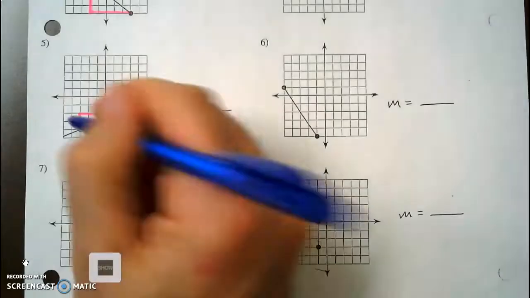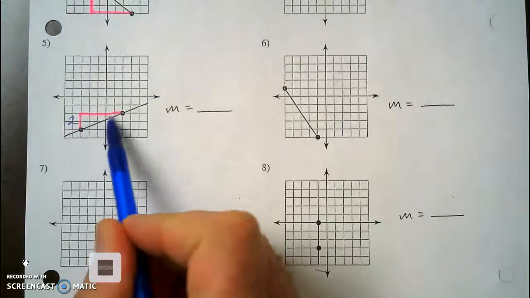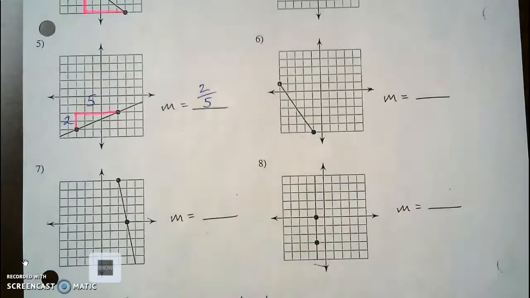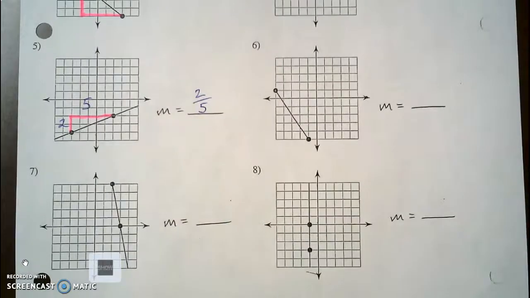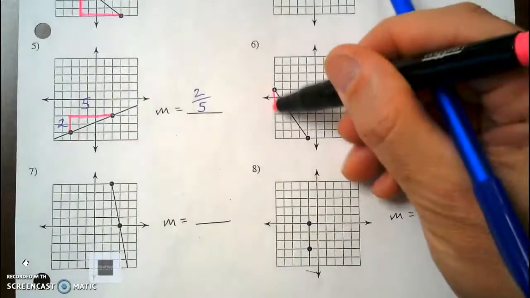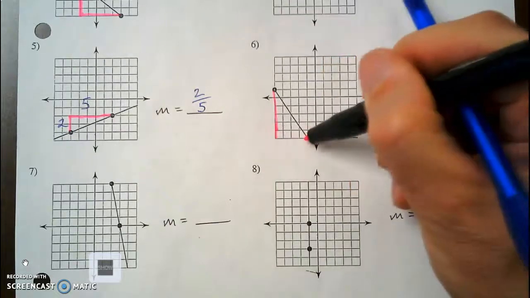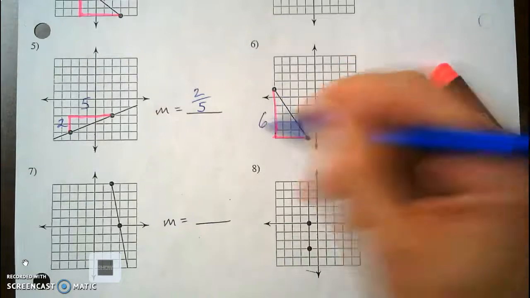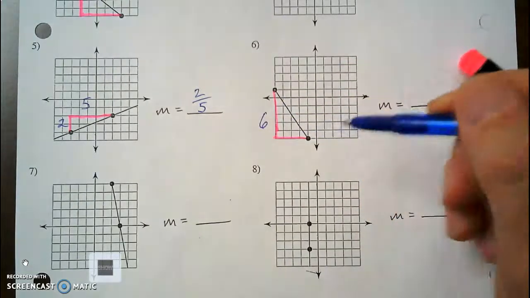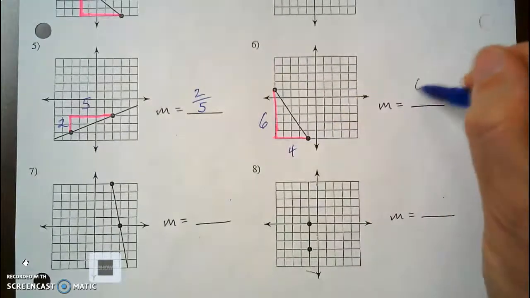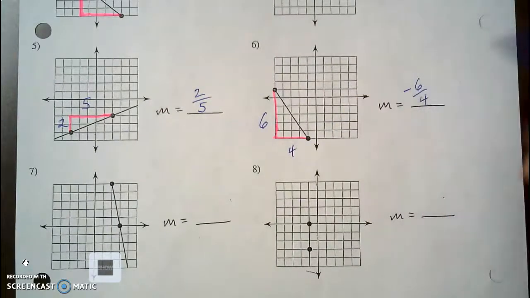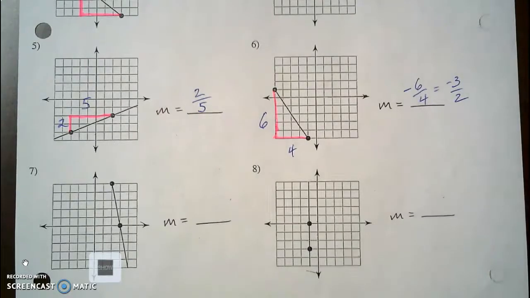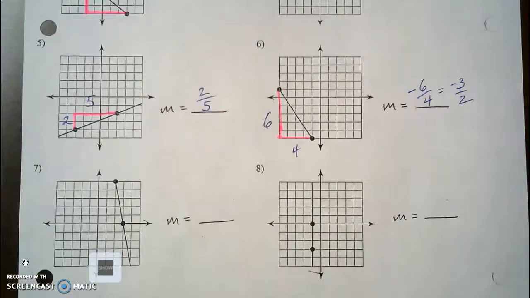Up 2, over 1, 2, 3, 4, 5. Rise, run, 2 over 5. So it's going up, it stays positive. Done with that one. Here, this one, all the way to the bottom we have to go. 1, 2, 3, 4, 5, 6. 1, 2, 3, 4. 6 over 4. Wait, it's negative. And again, I'll divide out the even numbers there and simplify a little bit. Don't make these mixed numbers or decimals or anything, please. Just leave them fractions.